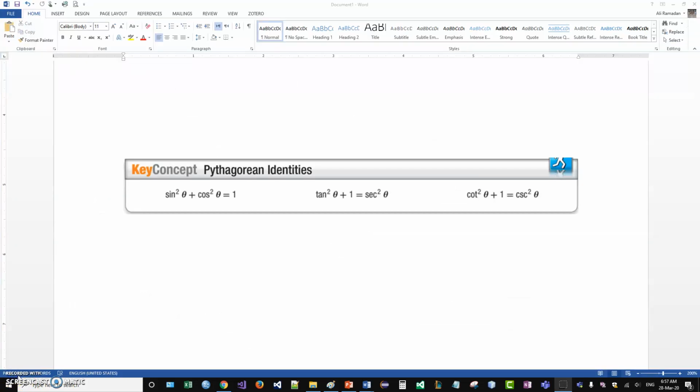Now for the second set of trigonometric identities, we have the Pythagorean identities. Sine squared theta plus cosine squared theta equals 1. Tangent squared theta plus 1 equals secant squared theta. And cotangent squared theta plus 1 equals cosecant squared theta. Again, these are true for any angle theta. Let's look at an example.